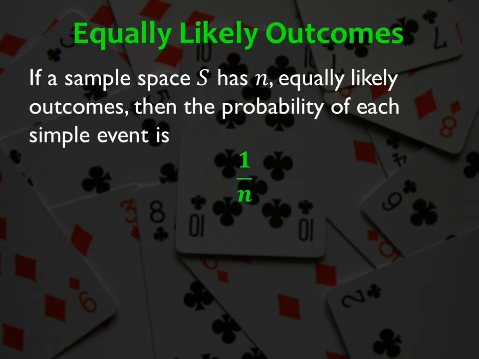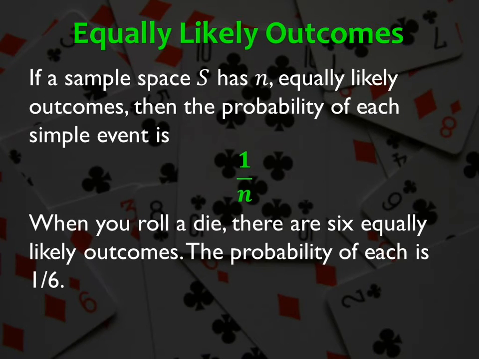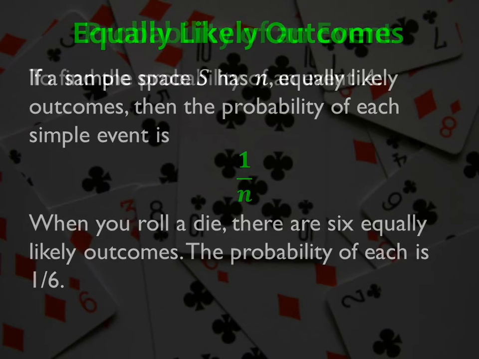Equally likely outcomes. If a sample space S has n equally likely outcomes, then the probability of each simple event is 1 over n. When you roll a die, there are 6 equally likely outcomes. The probability of each is 1/6. If you draw a random card, the probability of getting any one card is 1 out of 52 because there are 52 cards. If you flip a coin, the outcomes are heads or tails, so the probability is 1/2, 1/2, because there are 2 events.